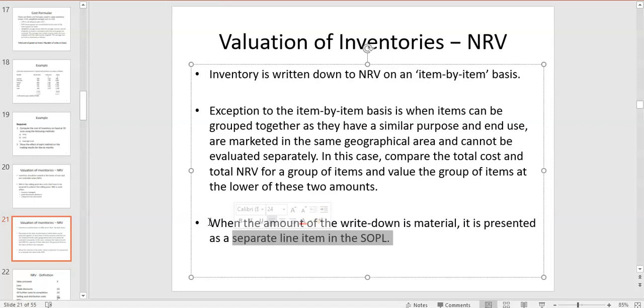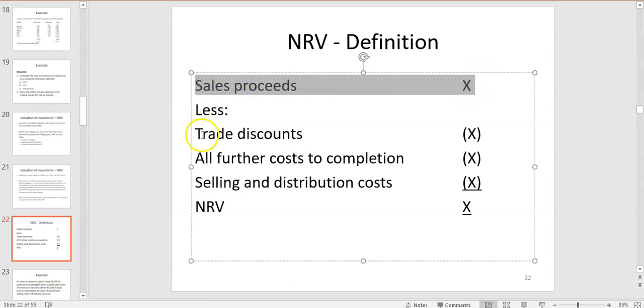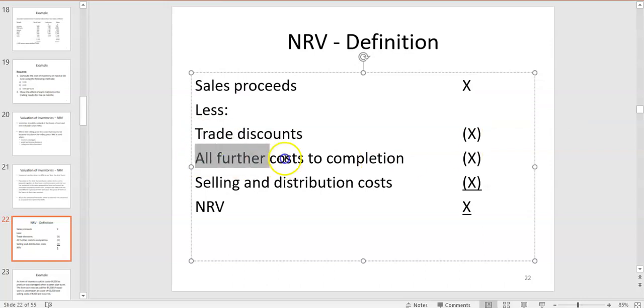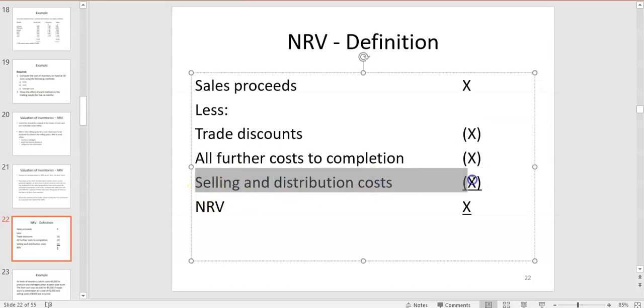But if it's a significantly big item, you can leave it as a separate line item under IAS 2. Right? So your definition for NRV is what you can sell it for, the sales proceeds, less any trade discounts you have to give to the customer, less any further cost of completion. For example, you might have to repackage it, or repair a good that got damaged, and any selling and distribution expenses. That might be transportation costs, it might be marketing costs, etc., that you include as well. So the net of all those figures gets you what we call our NRV, your net realizable value.